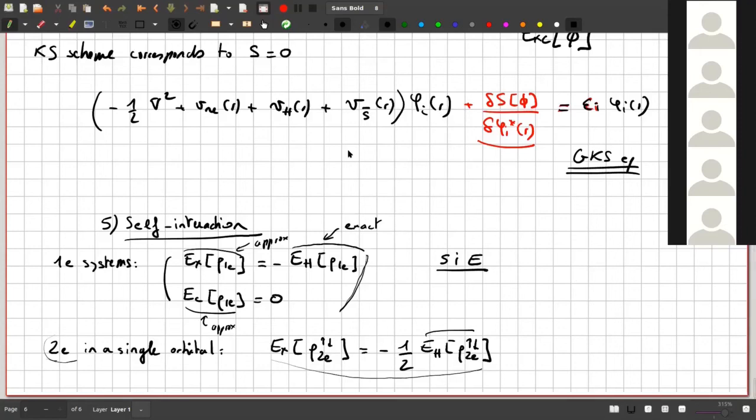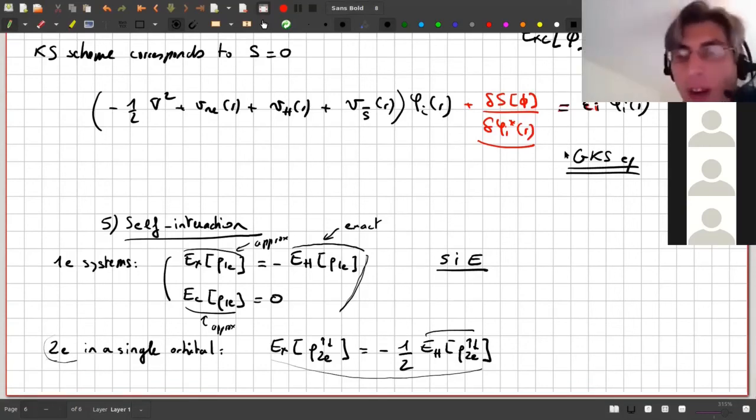So next week we will continue, and we'll focus on the expressions for the exchange and correlation functional and its approximations.